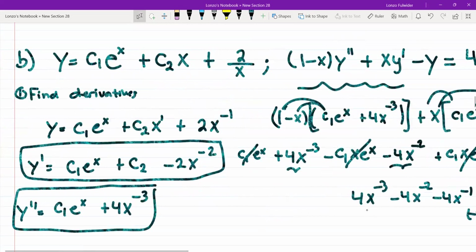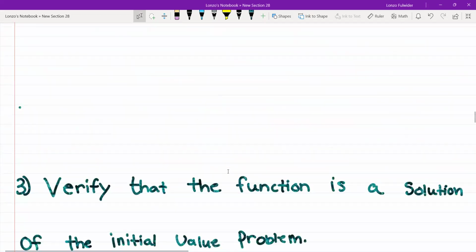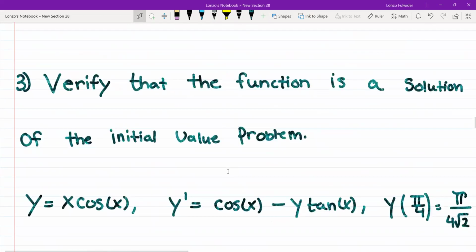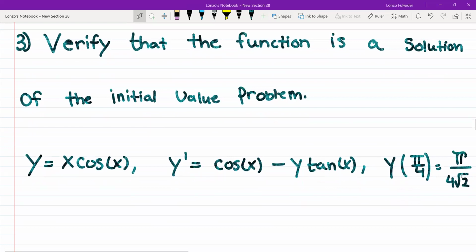Okay, so that was B. Now let's do 3. Verify the function is a solution of the initial value problem where y equals x times cosine of x, y prime equals cosine of x minus y tan of x, and then you have a coordinate of y of pi fourth equals pi over 4 radical 2. So what to do?